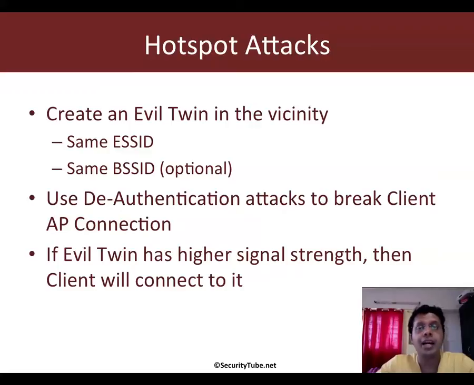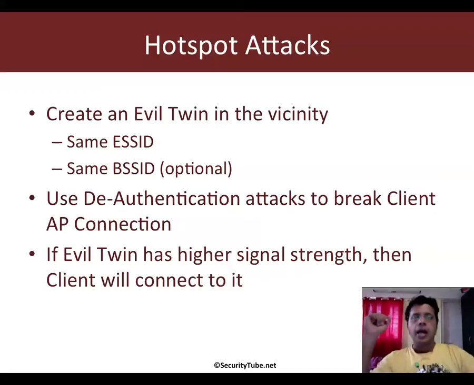So hotspot attacks. How can we orchestrate a hotspot attack? Now picture this. Let's say the hotspot you're connecting to is security tube right at the airport, and you're well aware that this is the hotspot available at the airport always, right? Now what if I, as an attacker, come to the airport and start advertising the same security tube SSID using an access point which I've created using the alpha card?